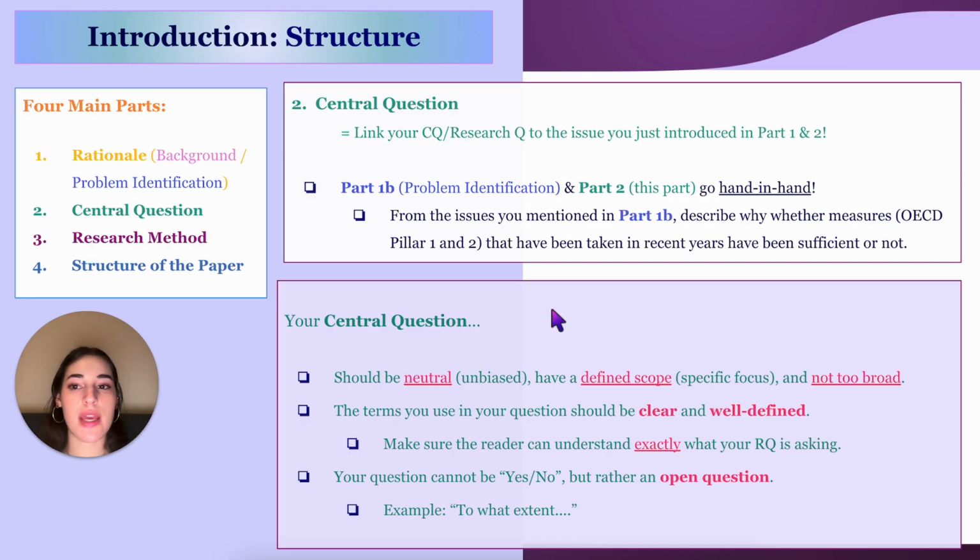You also want to make sure that everything in your central question is clear and well defined, so that it's extremely clear to the reader what exactly you are asking in your research question. And lastly, the recommendation is that it's not a yes or no question, but rather an open question that you can actually explore a bit in your paper. So it should not just be, is this initiative successful, yes or no? That's not going to be a really good research question, but rather asking, to what extent is this pillar helpful or useful for society? That's how you can formulate your research question to have a more open-ended answer.